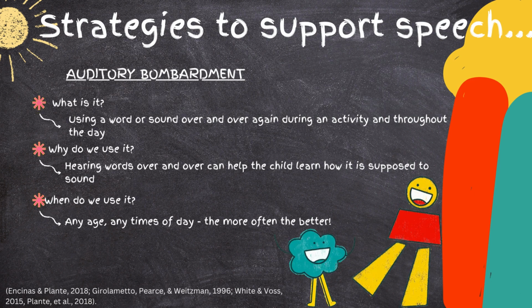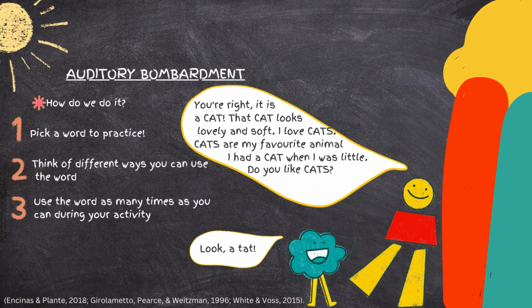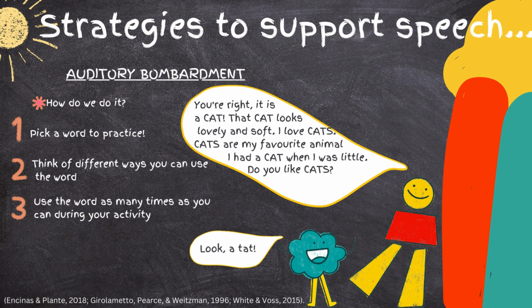It can also be used during almost any activity or routine during the day. The more often you use it throughout the day, the better. So how do we do it? First, pick a word to practice. This could be one you've just heard the child use incorrectly. Then, think of different ways you could use it. And then talk. Use the word as many times as you can during your activity.